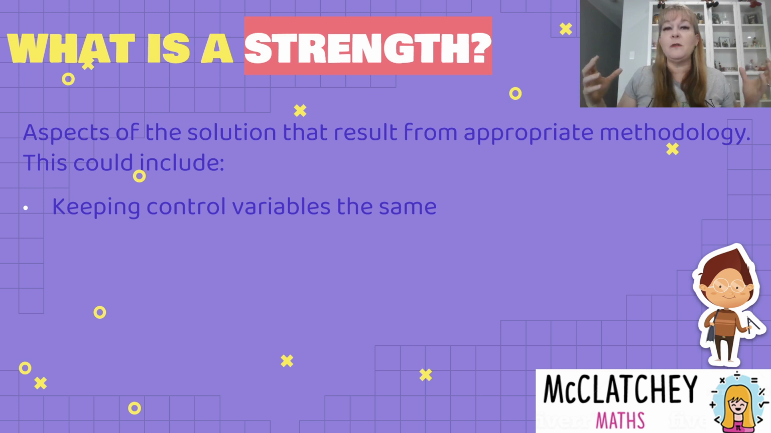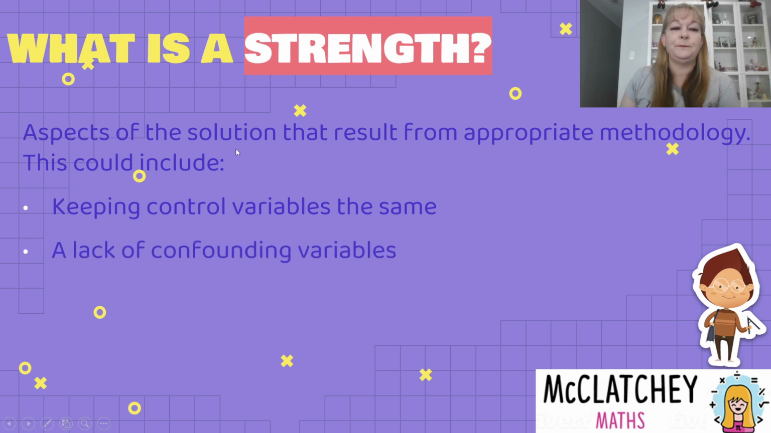You may have made sure it was the same strength of coffee or strength of tea each time. You may have made sure it was in the same coffee mug each time. So you kept all those other control variables the same perfectly every single time. That is appropriate methodology. That could be a strength of your assignment and make your model easy to rely upon.